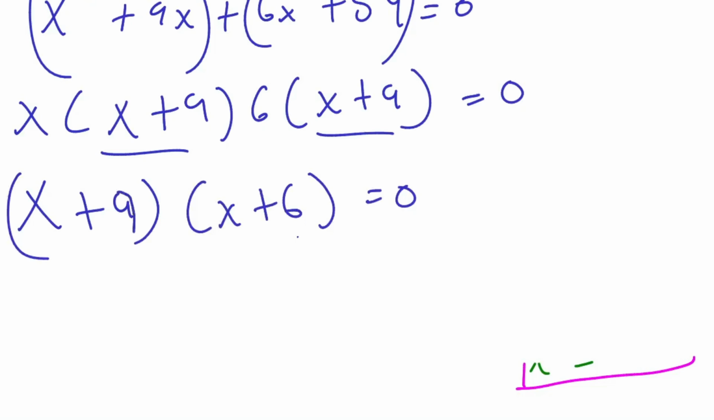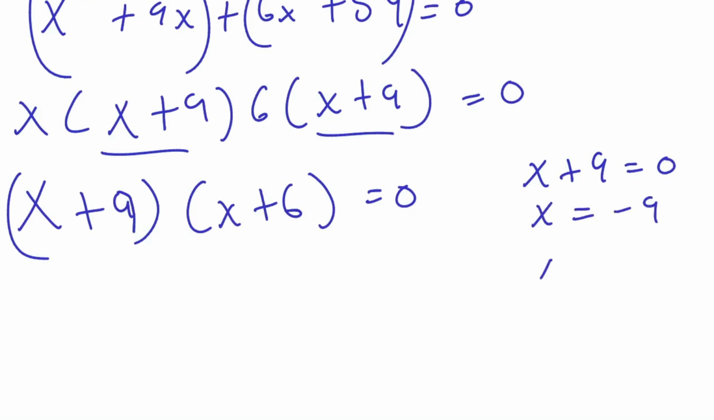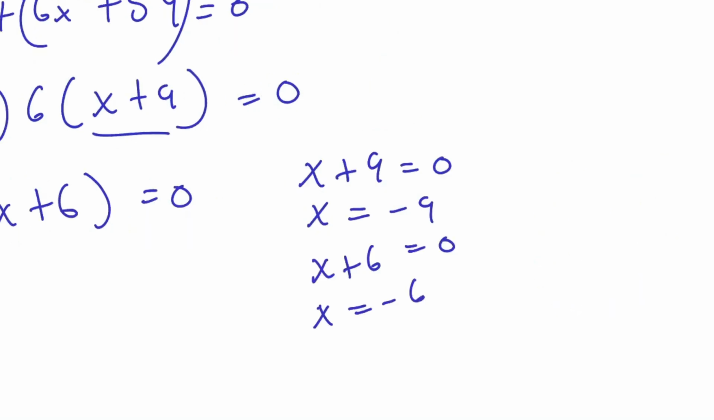Now your final step would be to set them each to 0 and figure out what they equal. So if I had x plus 9 is equal to 0, you would get x is equal to negative 9. And if I had x plus 6 is equal to 0, you would get x is equal to negative 6. And therefore, these are your x-intercepts. You can put a therefore sign. Therefore, the x-intercepts are negative 9 and negative 6. Sorry. And that's all.